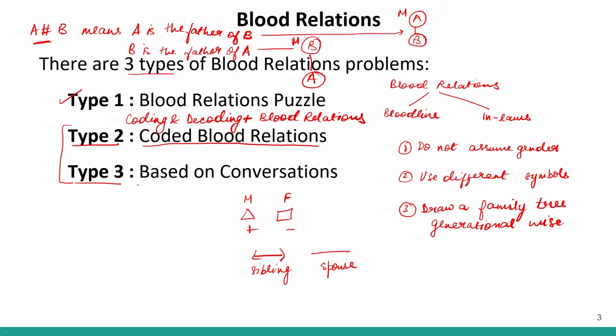Okay, then we have type 3, that is based on conversation. So basically a person or two persons are having a conversation, and based on that conversation we have to derive the blood relationship between the persons. Okay, so let us start by discussing type 2 first.